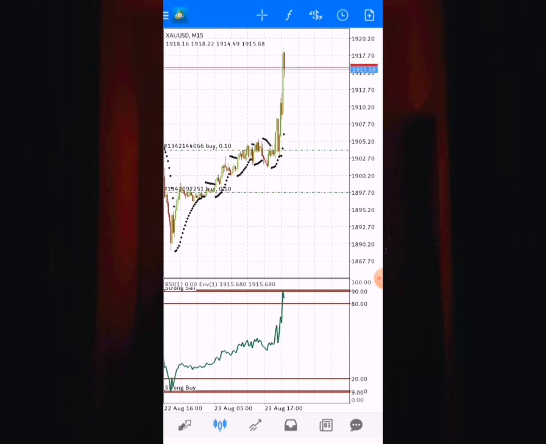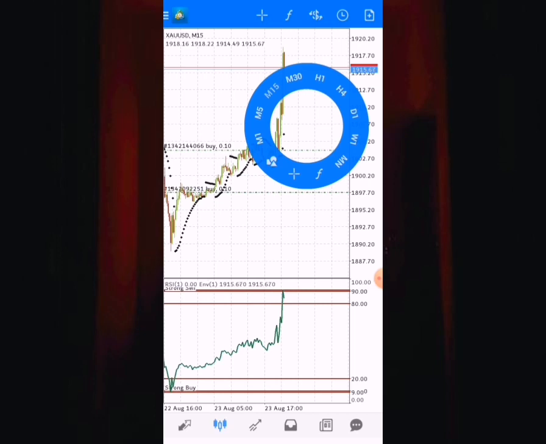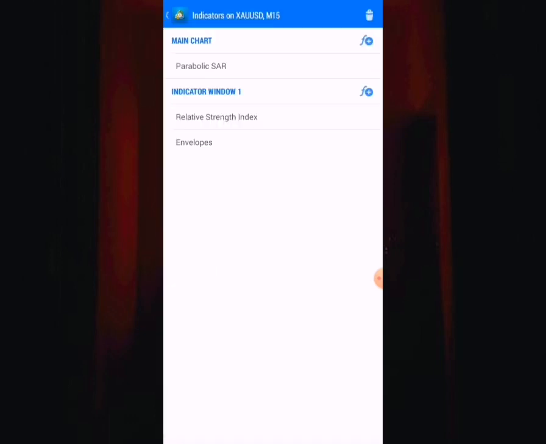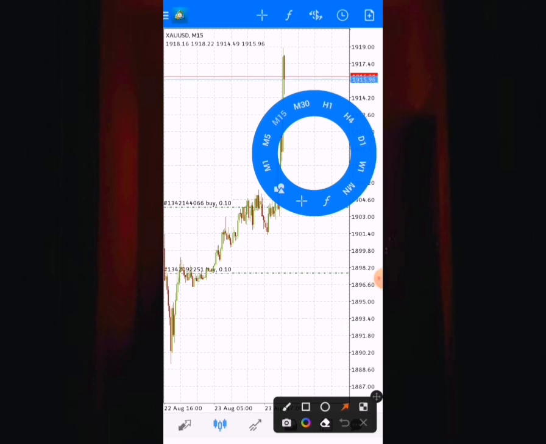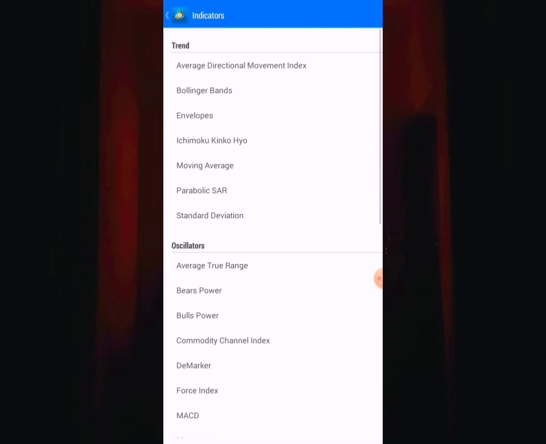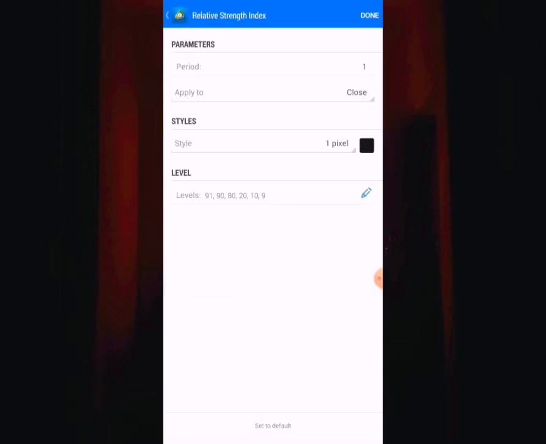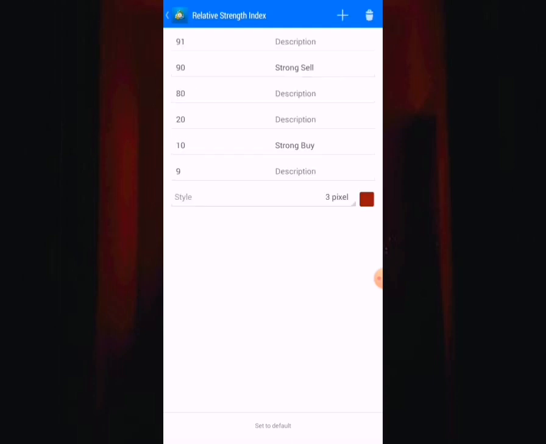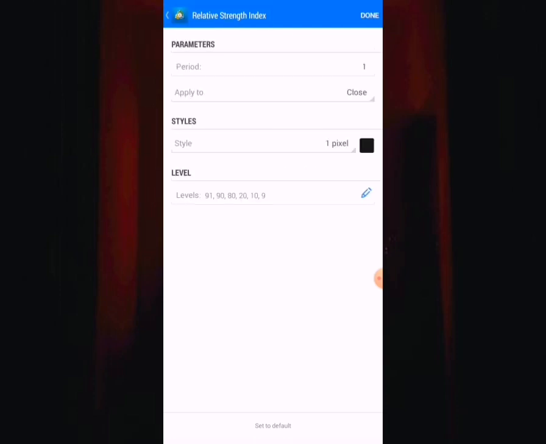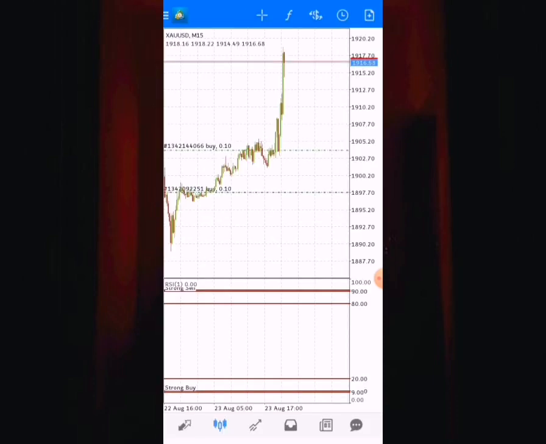Maybe for the new ones, let me just show you the setup for the indicators that I have. Let's start with the RSI. You come here on the F function, click there and look for relative strength index. There it is. All you have to do is set up the levels well. Under the levels you have these ones, just copy them, go back, period is 1, apply to close, and then press done.